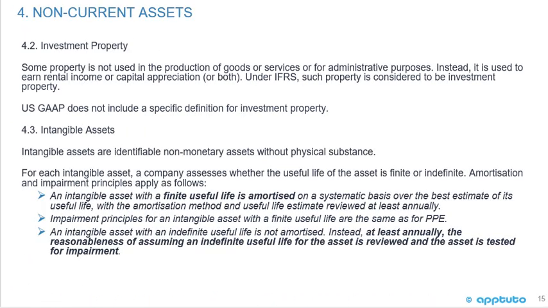Continuing with non-current assets, we'll now look at investment property. Some property is not used in the production of goods and services or for administrative purposes. Instead, it is used to earn rental income or capital appreciation or both. Under IFRS, such property is considered to be investment property. Note that US GAAP does not include a specific definition for investment property.